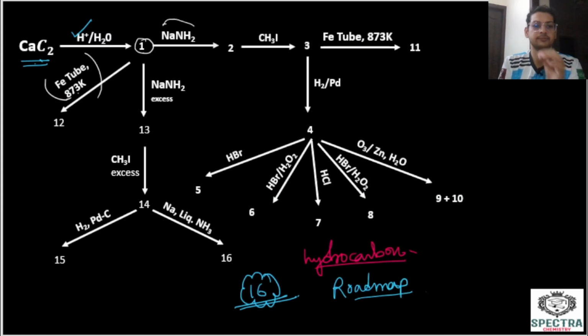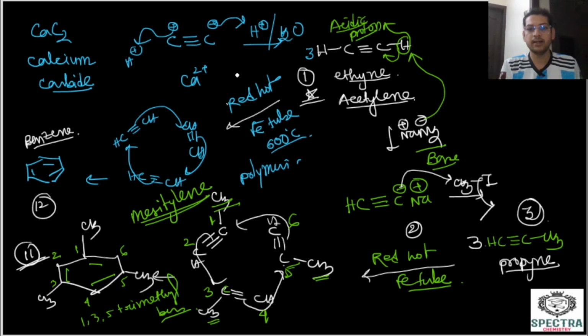What is given here? Now from 1, they have given NaNH2 in excess. Sir, 1 is this one, right? 1 is acetylene, right? Yes. So you take acetylene again. Now NaNH2 is given in excess quantity.